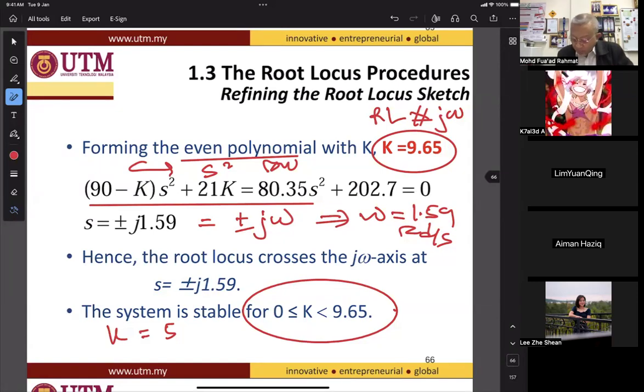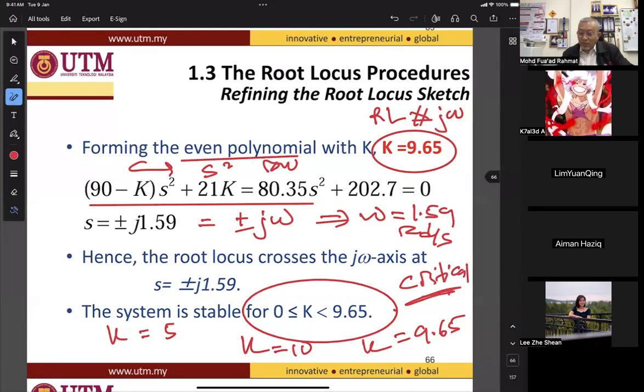Khalid, again, when K is equal to 10, is it stable or unstable? No, it is unstable. Khalid, again, K is equal to 9.65. Is it stable or unstable? It is unstable also, doctor. I'm afraid your answer is wrong. Why? Because K equal to 9.65 is critical. Okay.